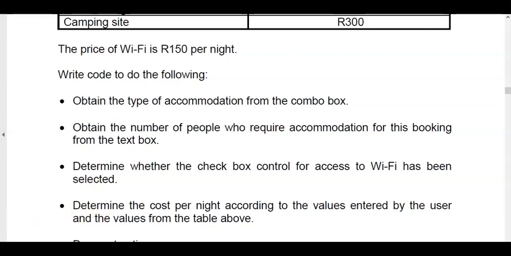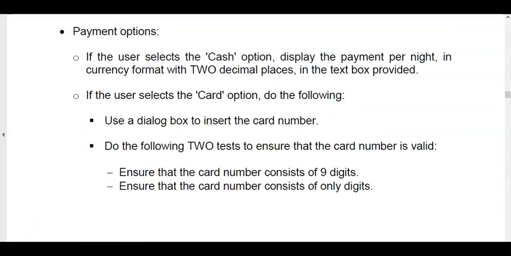A good idea is maybe to just do this part first and then you can continue to watch because there's more to come. There is also a radio group with payment options, cash or card. And if they select cash, you're just going to display the price per night and round it off to 2 decimal places, or rather display it with showing only 2 decimal places in the text box. If they selected a card, you have to do the following. They say use a dialog box to insert the card number.